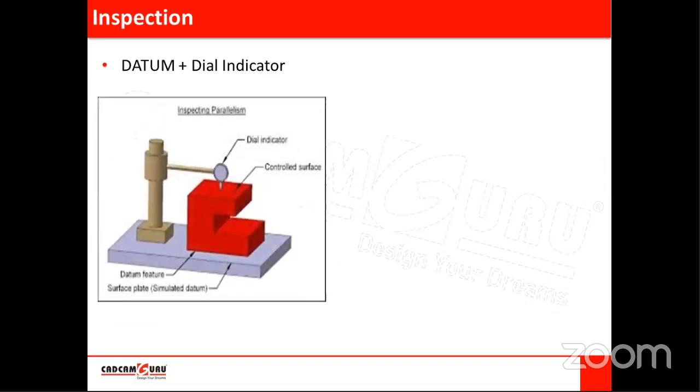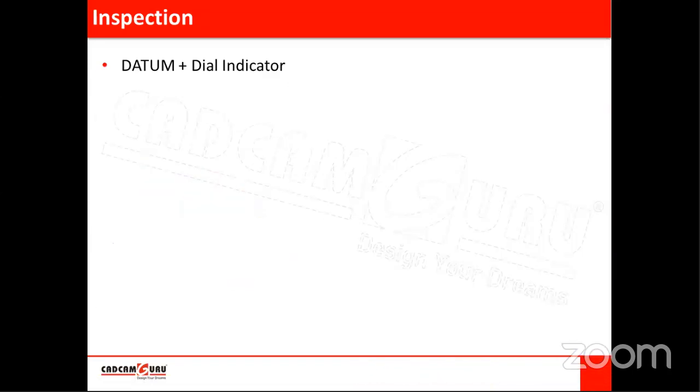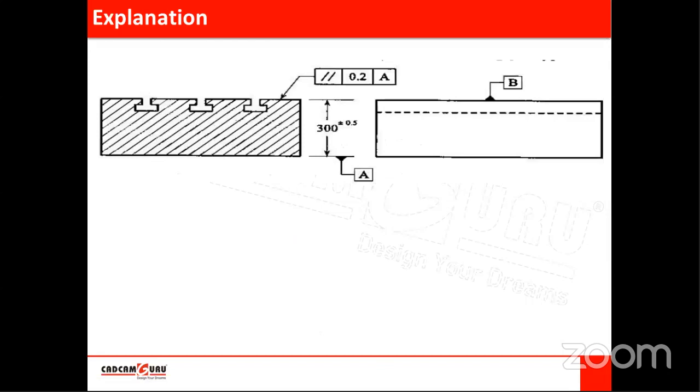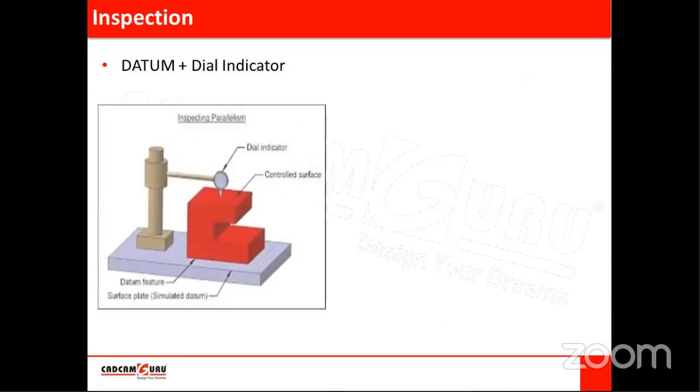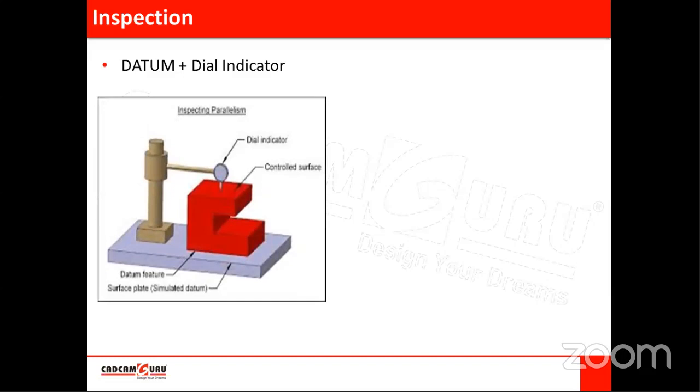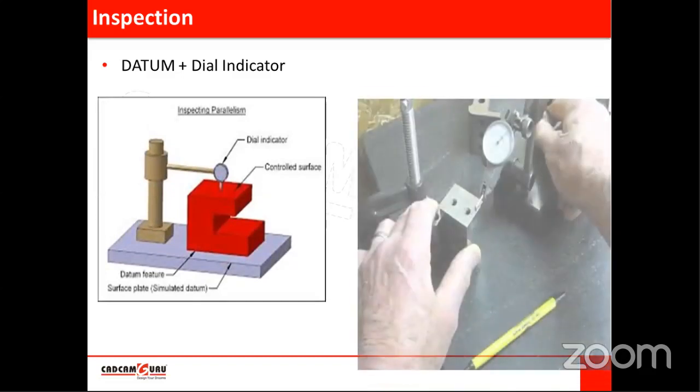So this is the exact snap you can see. He is measuring, why is it not staying? Okay, so you can have a look. So he is checking the parallelism of a component.